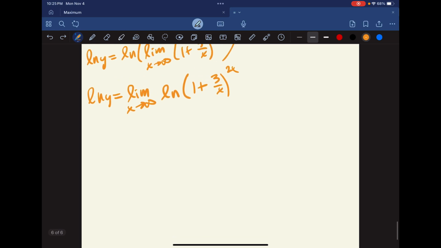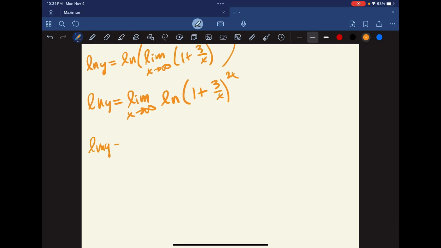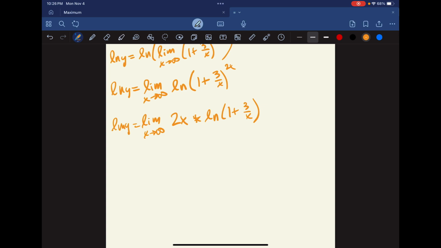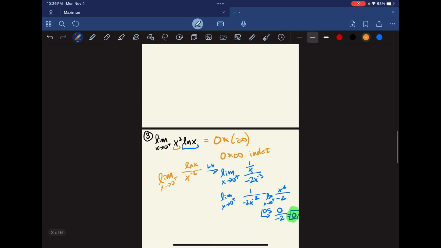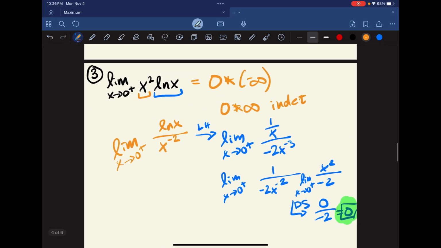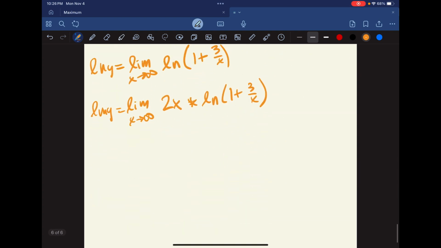So then now, right, ln y equals limit as x approaches infinity. That 2x comes down just like it would if we were doing logarithmic differentiation, with this, ln of 1 plus 3 divided by x. And so then now this is transformed into a problem like number 3, where we had one thing that we needed to bring down into the denominator and then one thing that needed to stay up in the numerator. So now we've essentially got that type of a problem, right? We've got the indeterminate form infinity times 0.